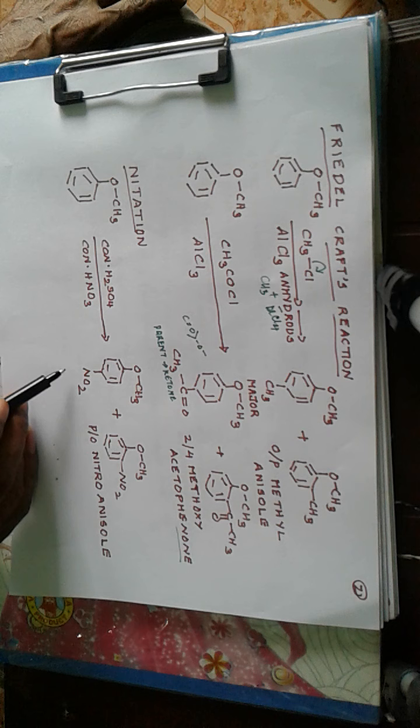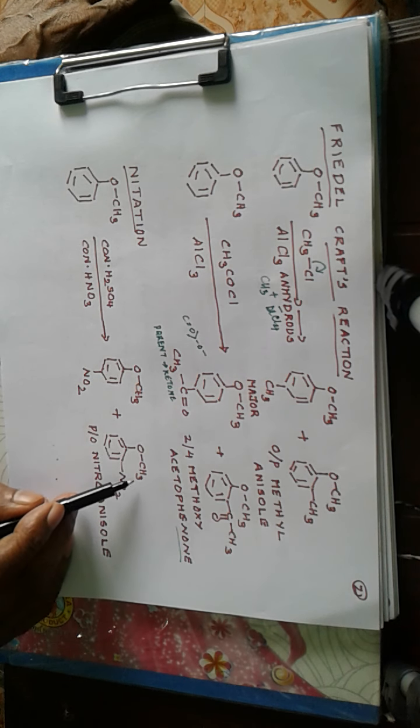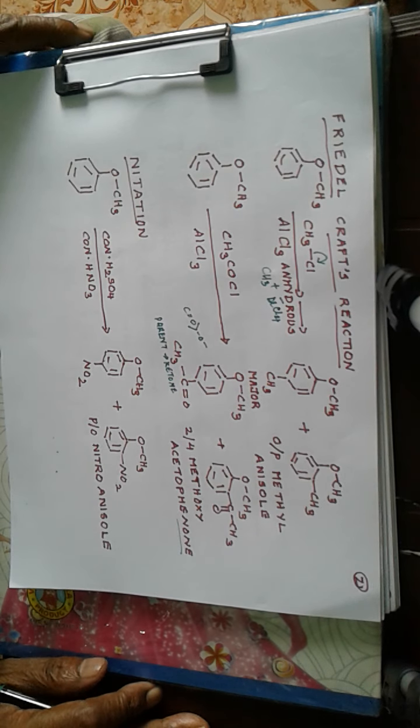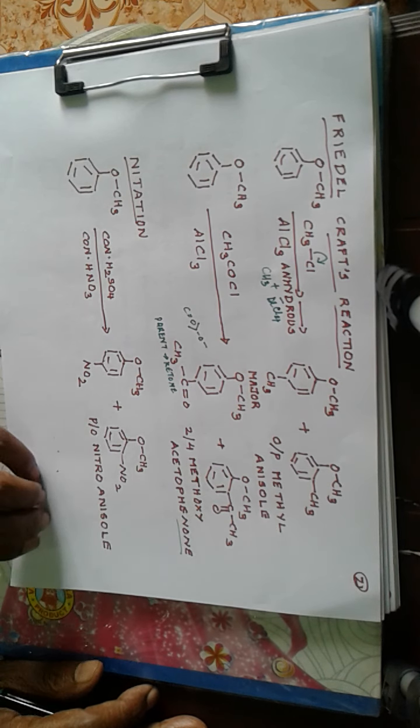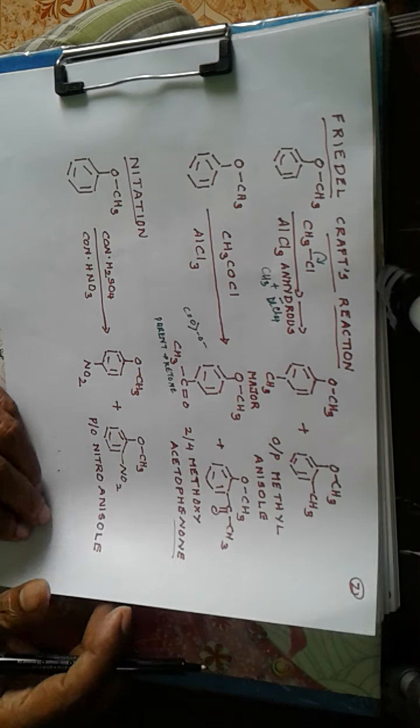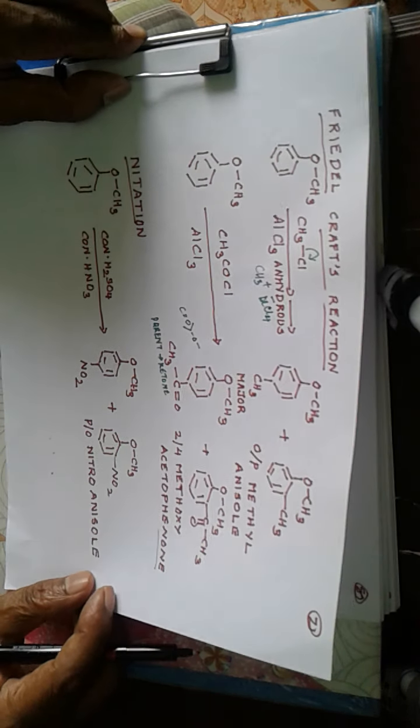Now nitration can occur. The para-nitro derivative is formed in excess amount due to repulsion between the methyl and nitro group. A mixture of acids, concentrated sulfuric acid and concentrated nitric acid, may be used. We get para-nitroanisole and ortho-nitroanisole, para-nitroanisole being the prominent product.